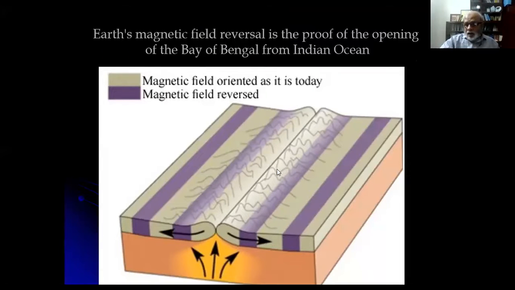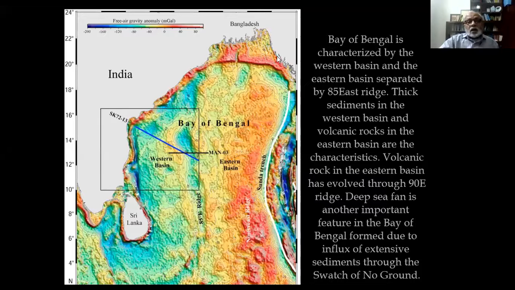So this is not very important for you to understand. Leave it. Then this is the Bay of Bengal situation now. You can see the very prominent swatch of no ground, and you can see the very prominent 90s ridge, and you can see the 85 east ridge, and you can see the western basin and the eastern basin.